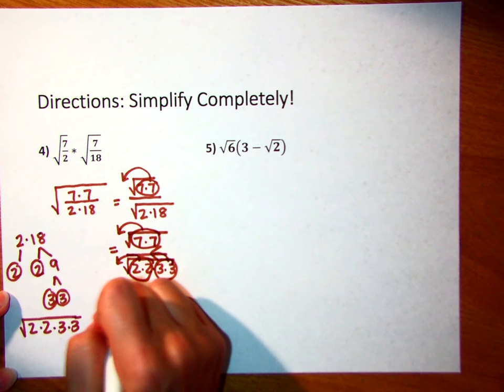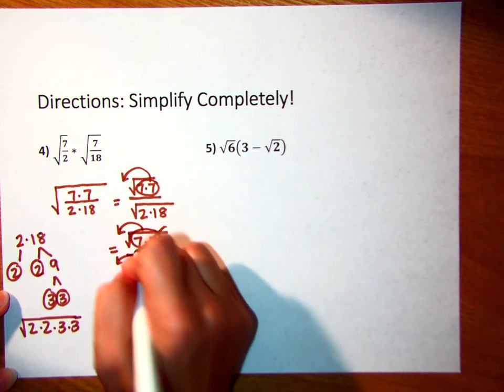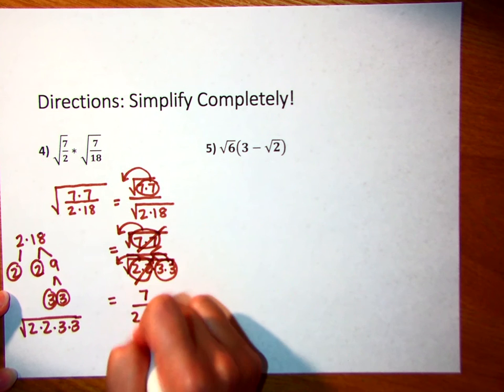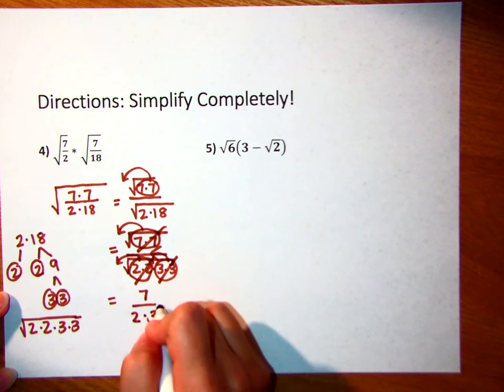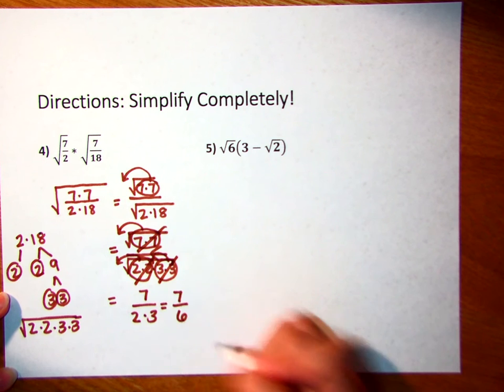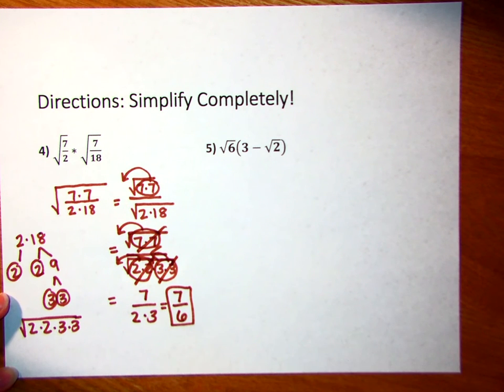So I only get to keep one of each. So I take 1 7 from the top, done. 1 2 from the bottom, done. Times 1 3 from the bottom, done. And I'm out of stuff on the inside. So I'm just going to simplify this. That would be 7 over 6. That's it. That's my final answer.